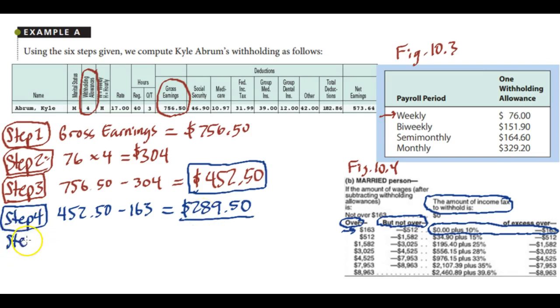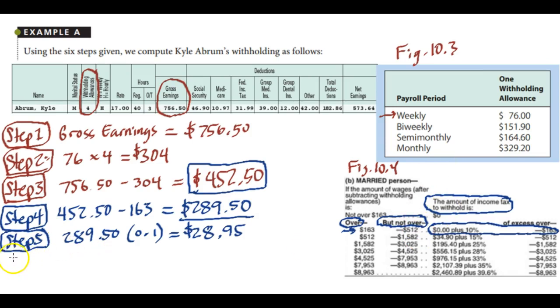So step 5, we're going to take the 289.50 and multiply that by 0.1, the 10%. And that gives us $28.95. So $28.95 is the amount of income tax to withhold so far. That's the amount that's being withheld just from this interval, 163 to 512.